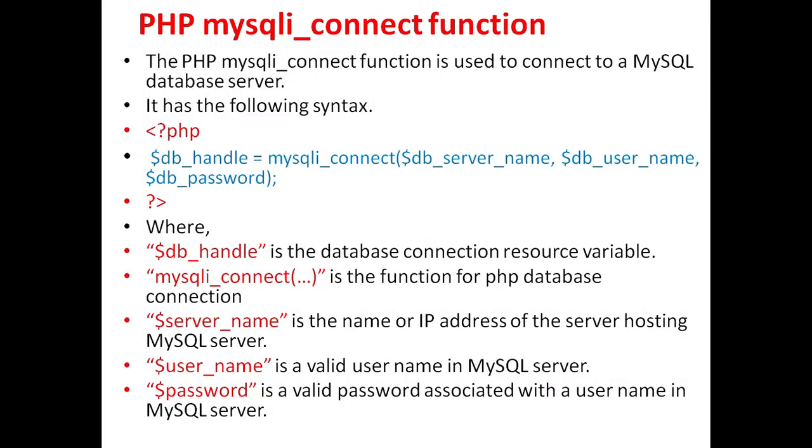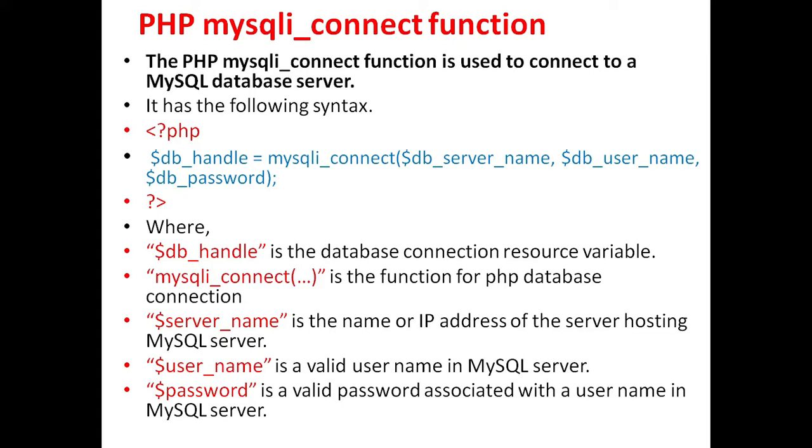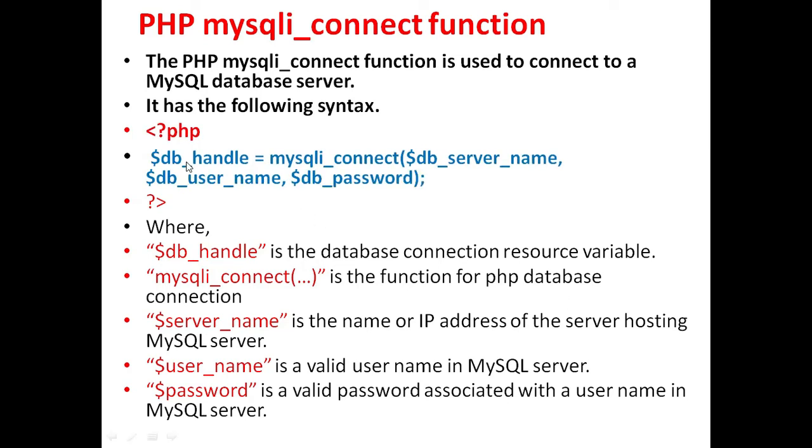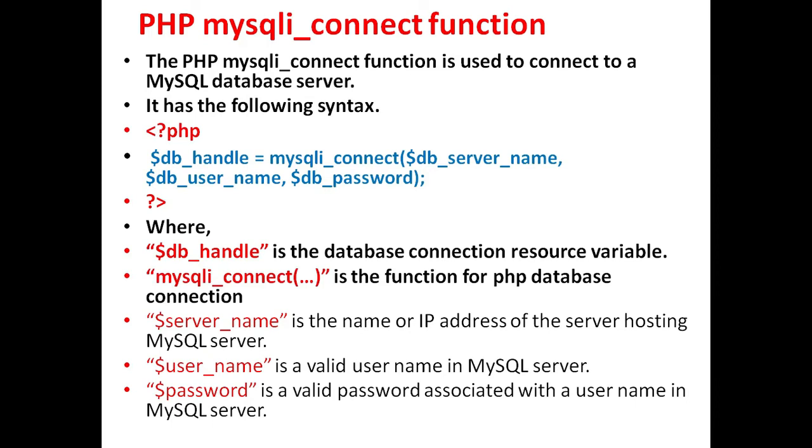First is MySQLi connect function. The PHP MySQLi connect function is used to connect a MySQL database server. General syntax for MySQLi connect is db handle equal to MySQL connect, the server name, username and password, where db handle is a database connection resource variable. MySQLi connect is the function for PHP database connection.